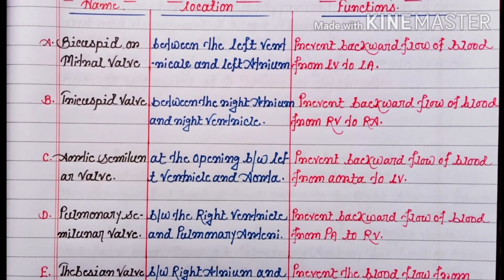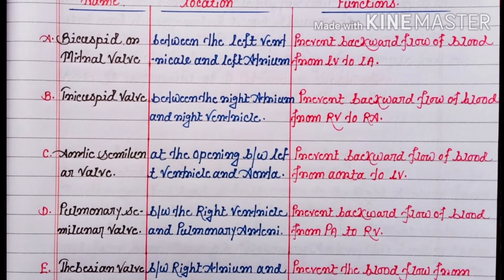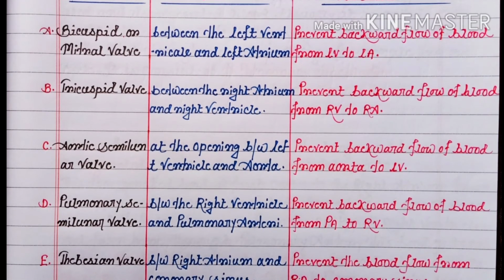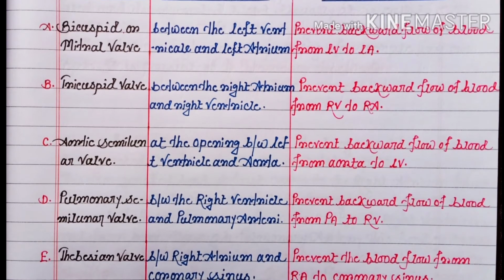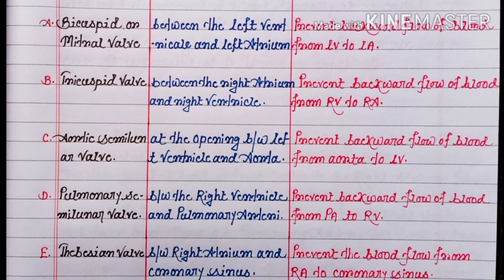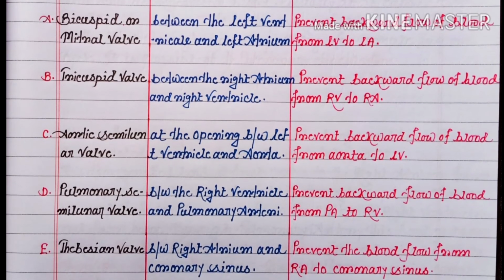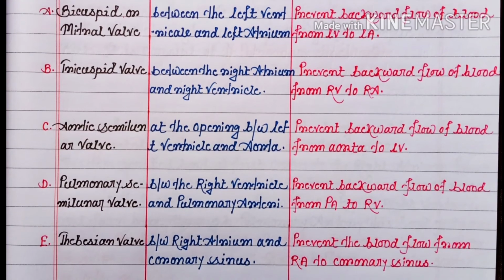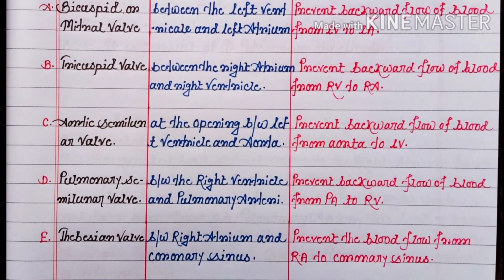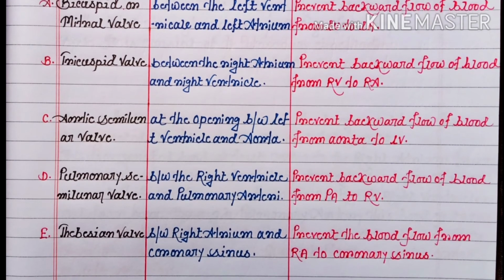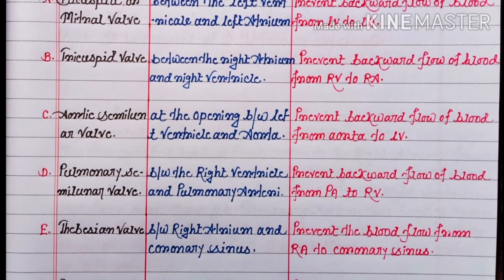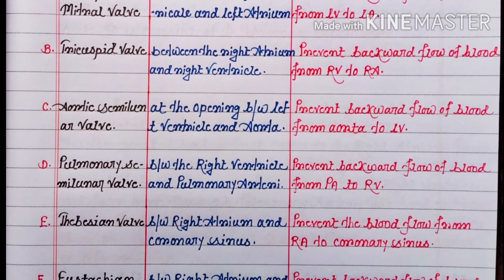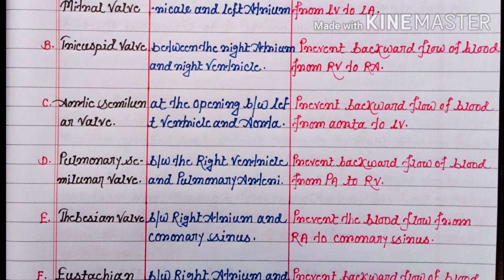The third valve is the aortic semilunar valve. It is located between the aorta and left ventricle. It prevents backward flow of blood from the aorta to the left ventricle. The fourth valve is the pulmonary semilunar valve. It is located between the pulmonary artery and right ventricle. The function of this valve is that it allows the unidirectional flow of deoxygenated blood from the right ventricle to the pulmonary artery and prevents the backward flow.